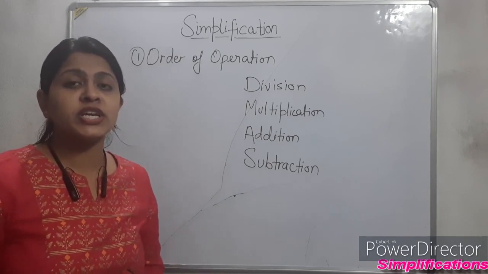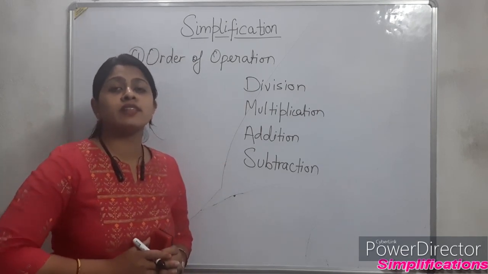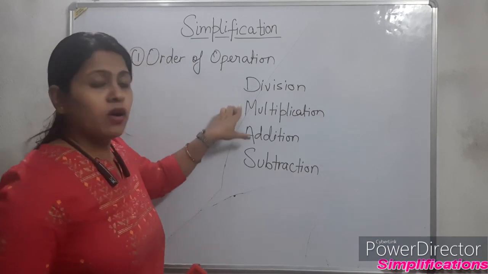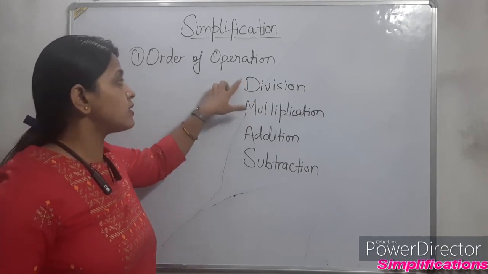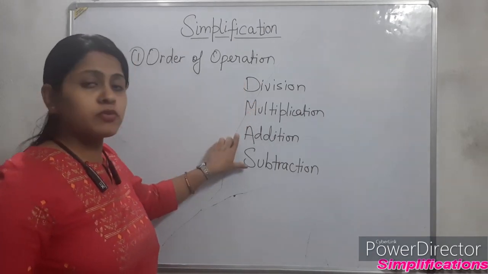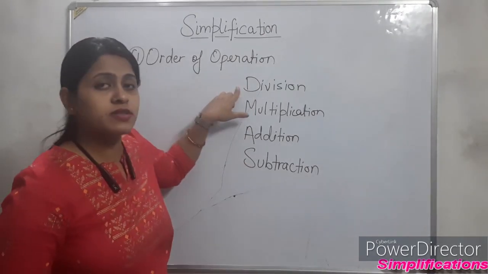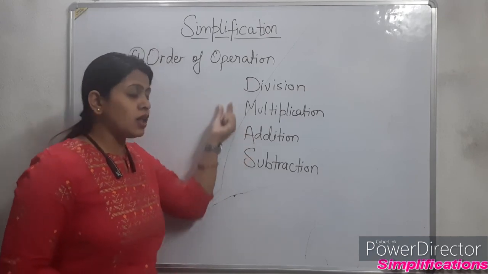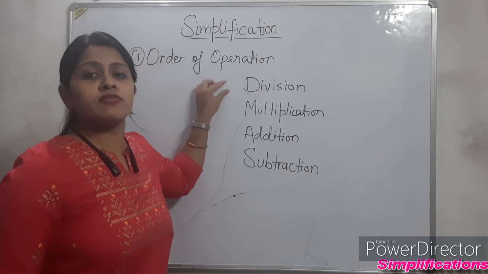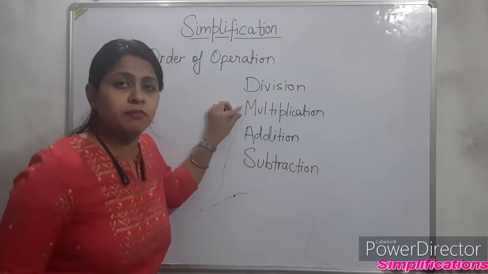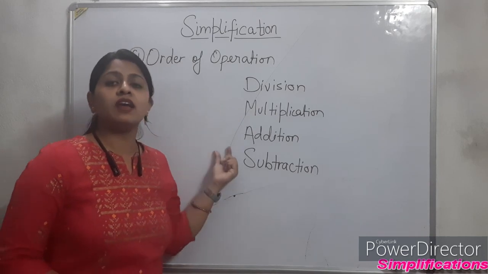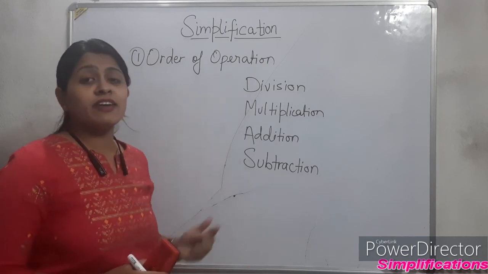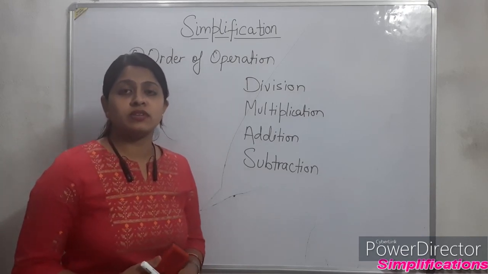In order of operation, it means we have to solve the question through a process. At first, if two operations are given in the question, we select division first. If three operations are given, we select division first, then multiplication, and then addition. But if all 4 operations are given, first we go with division, then multiplication, then addition, and then subtraction. But what if a bracket is involved in the given question?